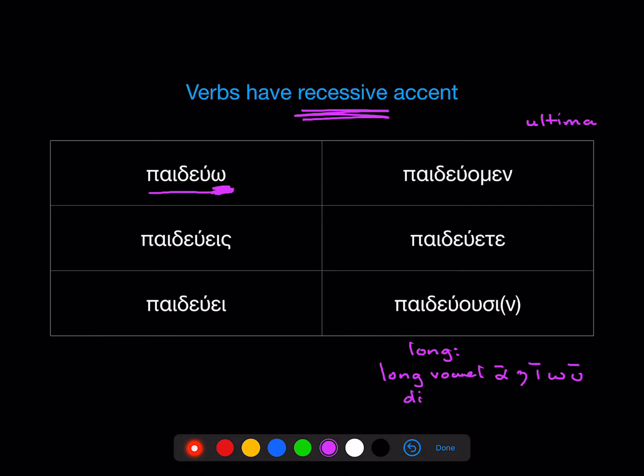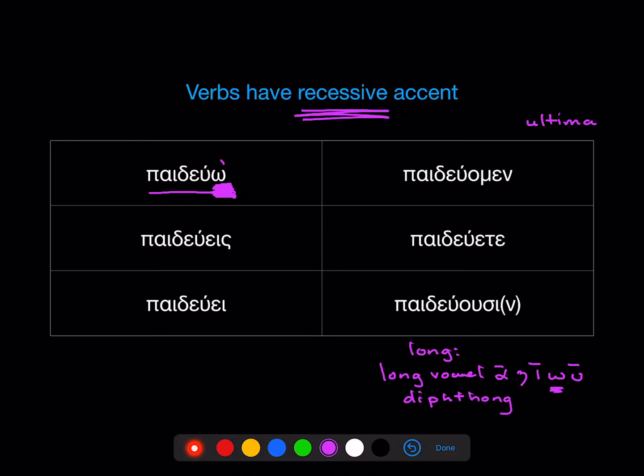Or they contain a diphthong, two vowels pronounced as the same syllable, two vowels together. So if we look at paideo, the first person singular, I teach, it ends in omega. That's a long vowel, right? So this is a long syllable. So the ultima is long.